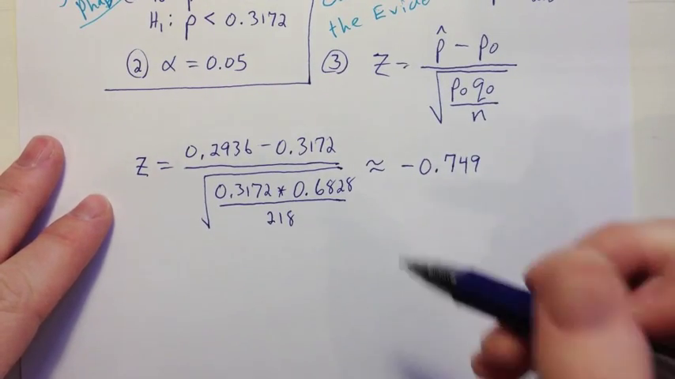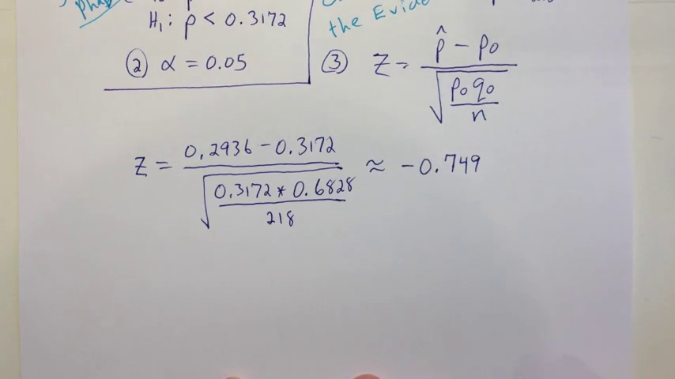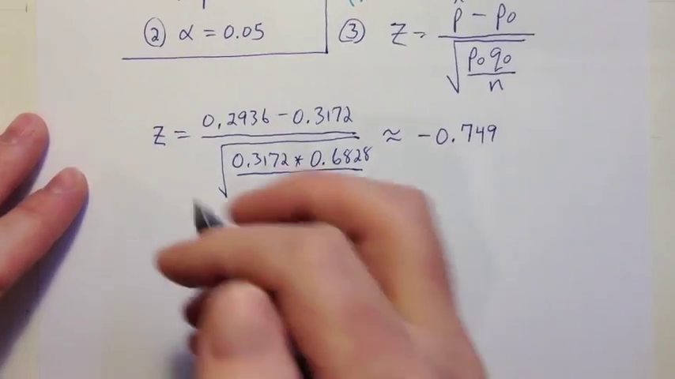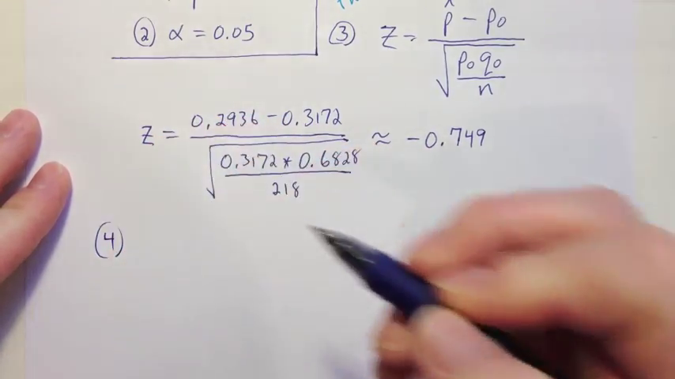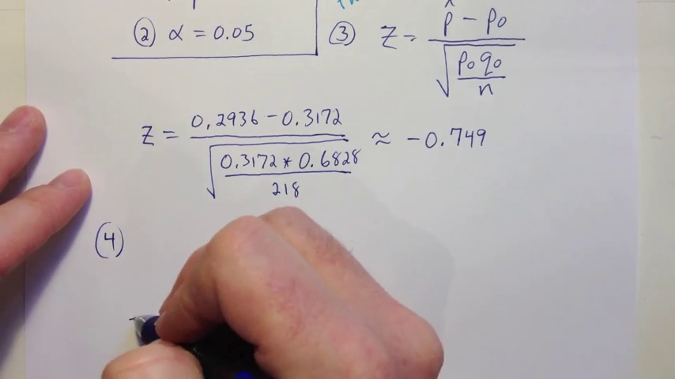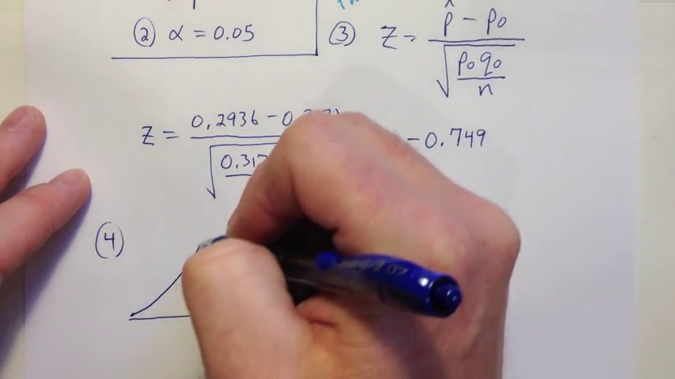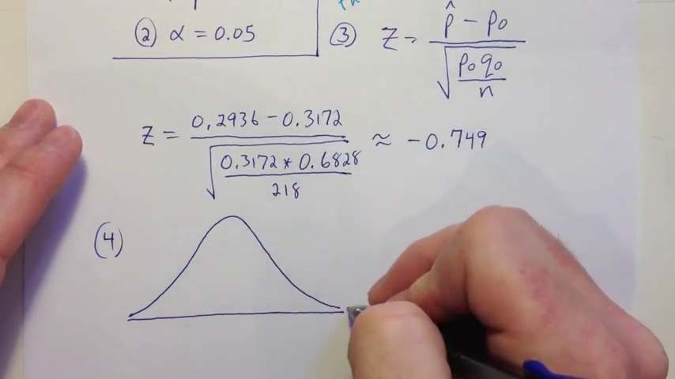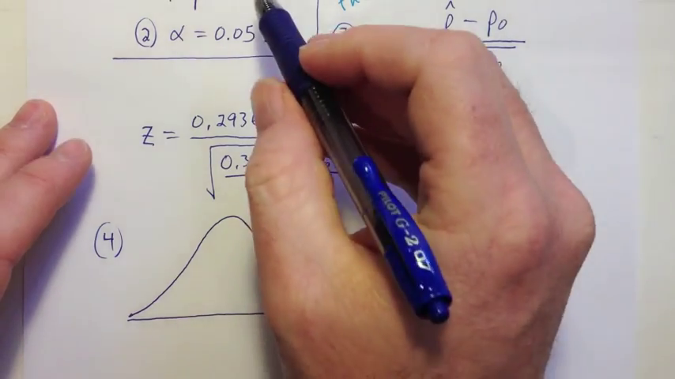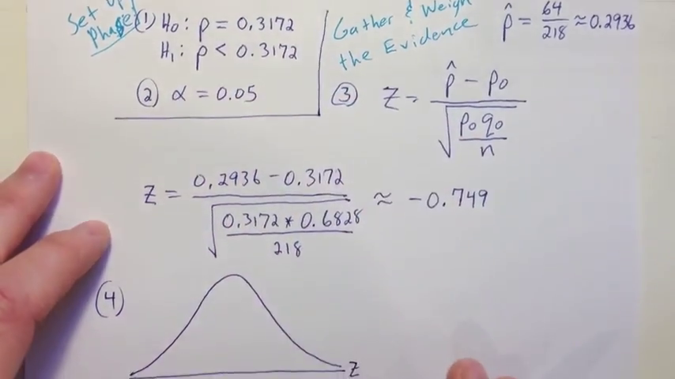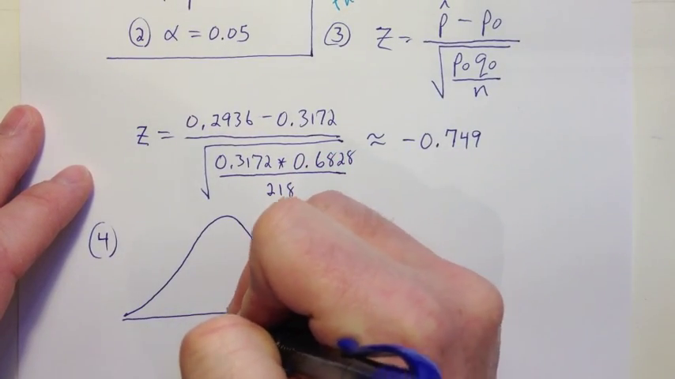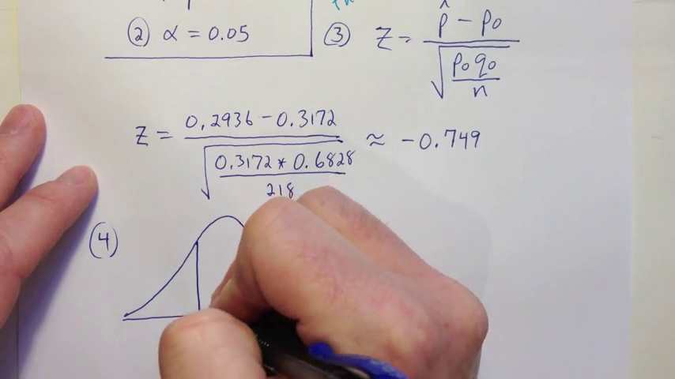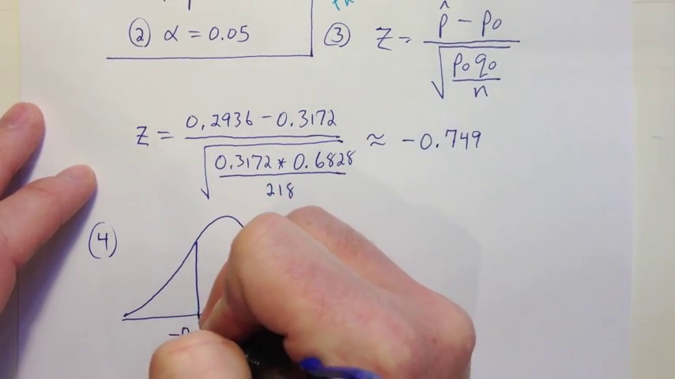But we'll go ahead and calculate that to see, if we had decided to reject it, how big of a risk that would have been. So we go ahead and do step 4 here. We'll calculate our p-value. So I'll draw the bell-shaped curve. I'll put the claim value in the middle, typically, but we're going to show the z-curve right away, so representing the claim value of 0.3172, I'll put the 0. And then representing our p-hat of 0.2936, I'll put its z-score, which would be negative 0.749.